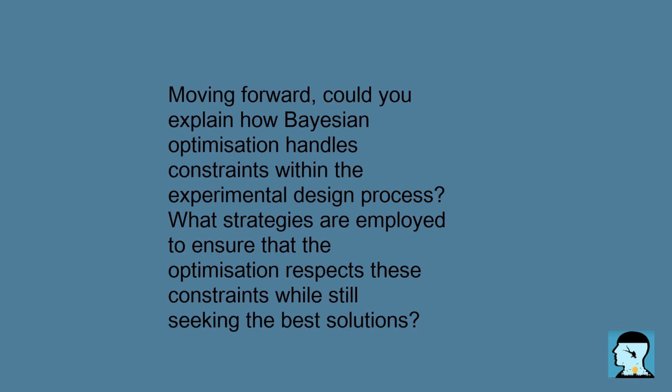That's an excellent analogy for understanding high-dimensional optimization. Moving on, could you explain how Bayesian optimization handles constraints in experimental design? What techniques are used to incorporate limitations while still aiming for optimal solutions?